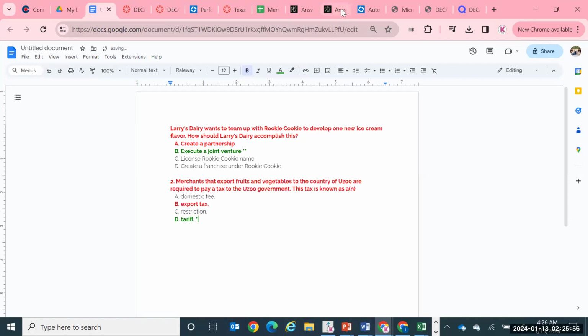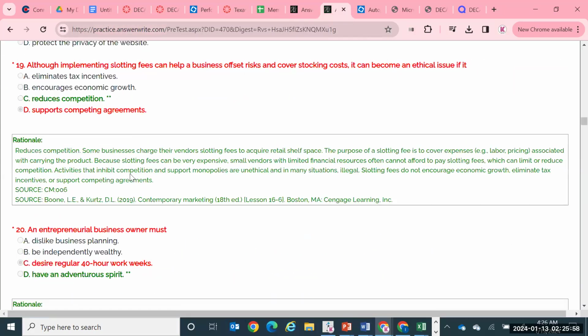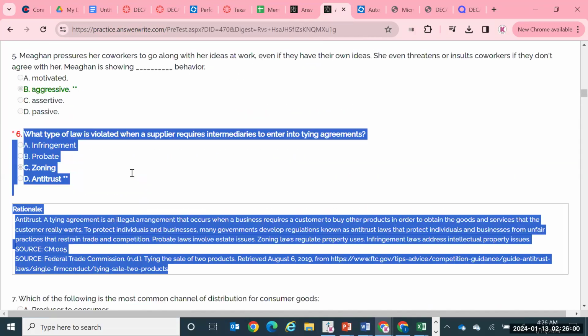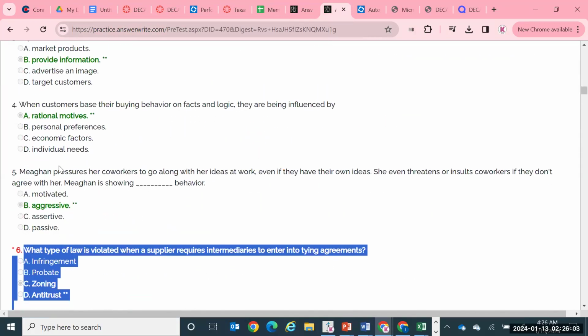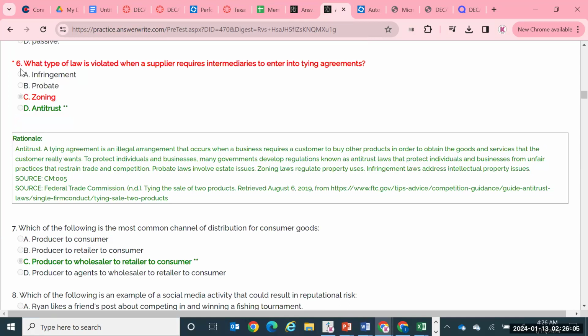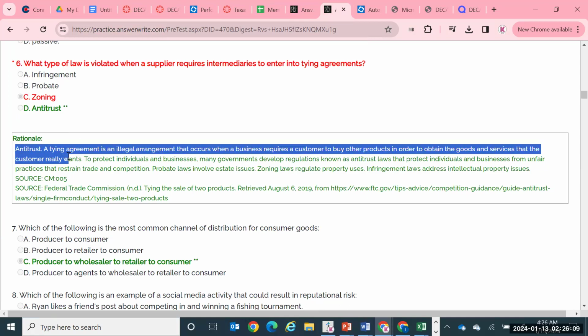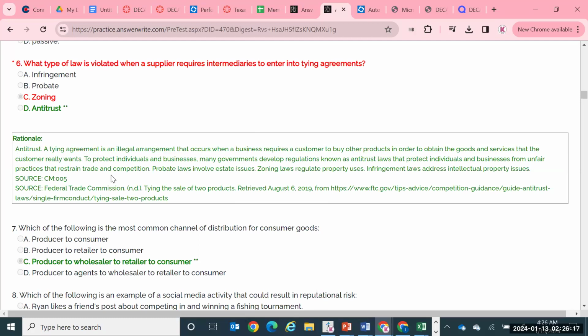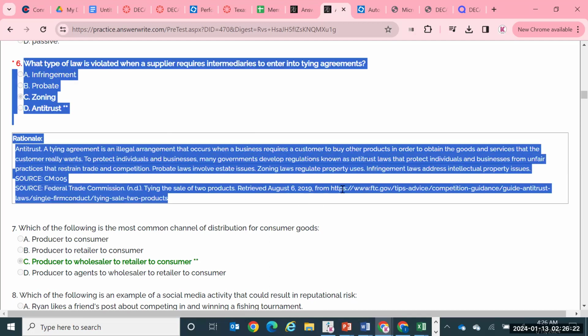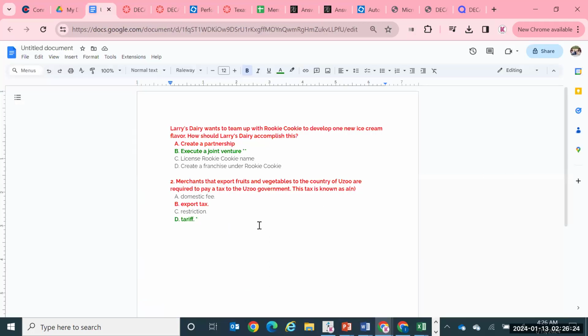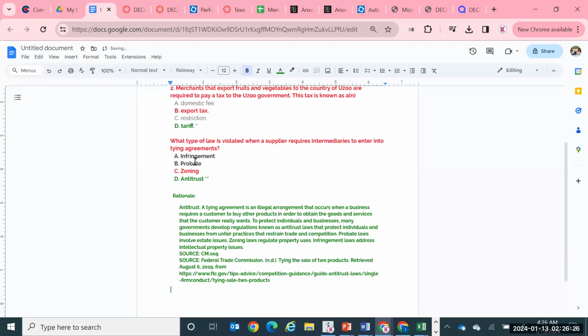Now, on this one, I wish they were all like this, but unfortunately they are not. On this one, it tells you that you got it wrong, but it also gives you the rationale. So you can read this because it says, what type of law is violated when a supplier requires intermediaries to enter into tying agreements? Well, it's antitrust. It's going to tell you what antitrust is. But I want you to copy and paste this over to your Google Doc.